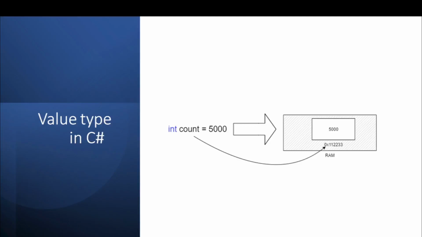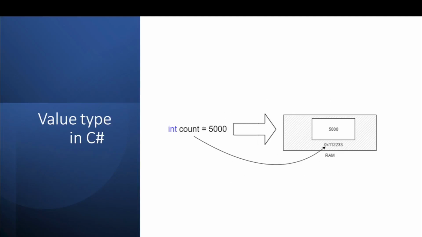A value type is a data type that holds its data value within its own memory space. What do you mean by that? It means it holds data directly. In this example, as you can see, I have defined an integer count which stores 5000. When we define that, the system allocates memory space for count, and in that memory space this 5000 will be stored, as you can see in the diagram.